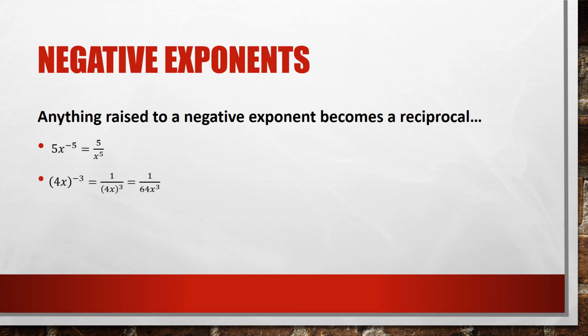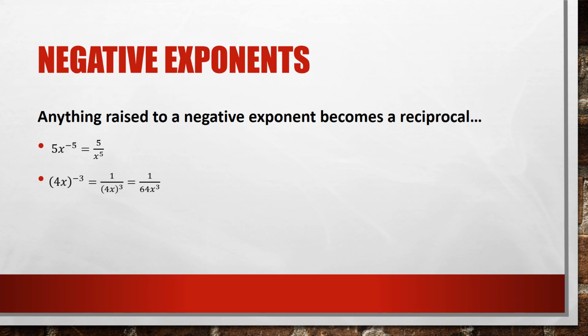In this case, 4x is in parentheses. So everything inside the parentheses is going to get that exponent negative 3. Use the same rule from before. The negative exponent is a reciprocal. So I'm going to take that negative exponent and rewrite it as 1 over 4x in parentheses to the third power. Then I will simplify that.